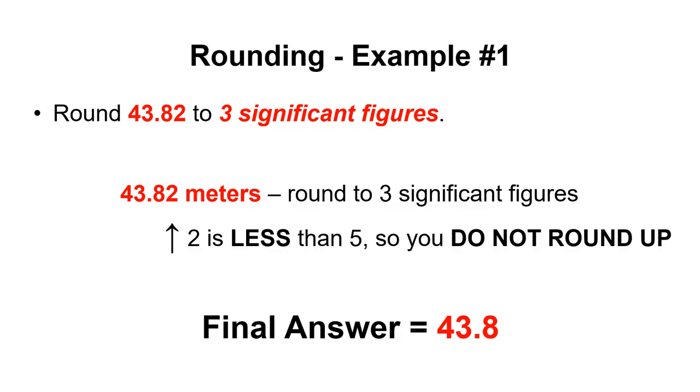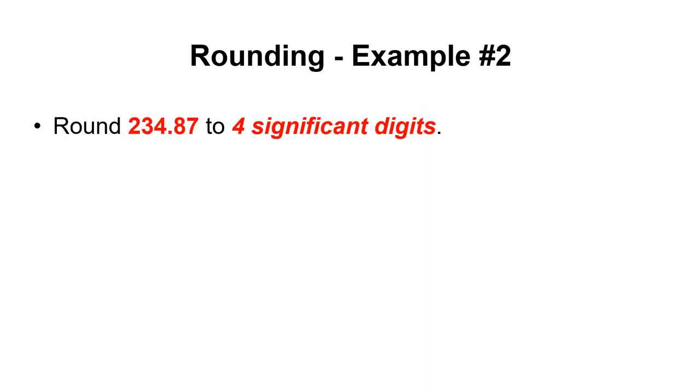What if we had 43.9? What if we had 43.89 or 43.82? What was going to happen? 0.86 for that matter. And let's see in the next example.